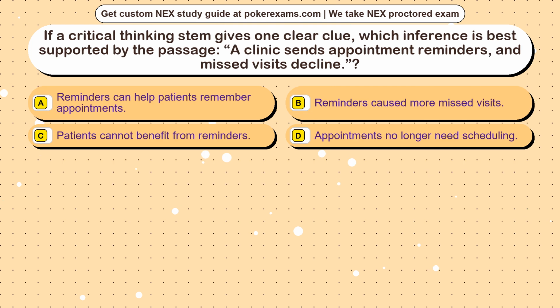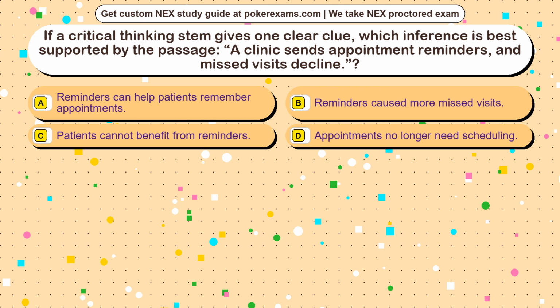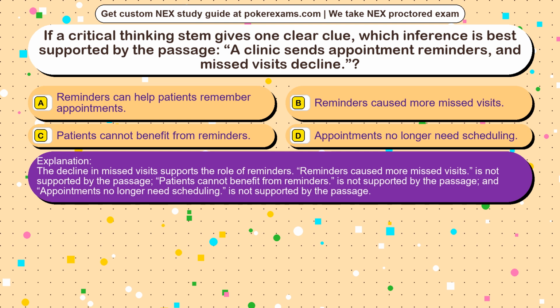Question 4. If a critical thinking stem gives one clear clue, which inference is best supported by the passage? A clinic sends appointment reminders, and missed visits decline. Option A, reminders can help patients remember appointments. Option B, reminders caused more missed visits. Option C, patients cannot benefit from reminders. Option D, appointments no longer need scheduling. The correct answer is option. The decline in missed visits supports the role of reminders. Reminders cause more missed visits is not supported by the passage. Patients cannot benefit from reminders is not supported by the passage, and appointments no longer need scheduling is not supported by the passage.